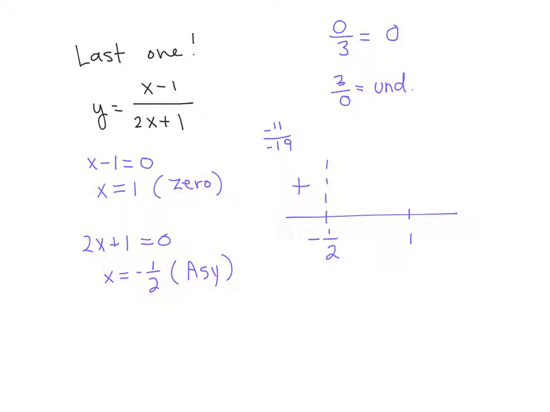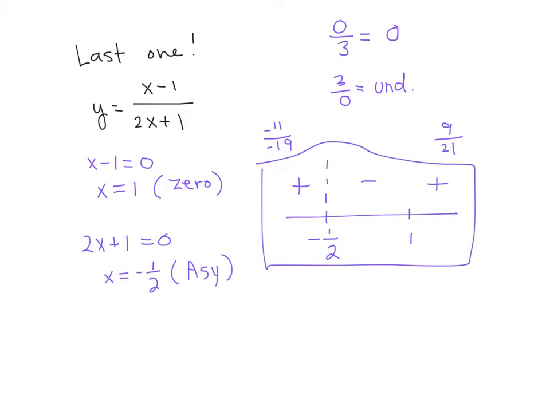In between negative 1/2 and 1 is 0. So when we plug in x equal to 0, that gives us a negative number. When x is 10, we have 9 over 21, so that's a positive number. So the sign diagram of this function will be an asymptote at negative 1 over 2, and the signs are positive, negative, and positive.